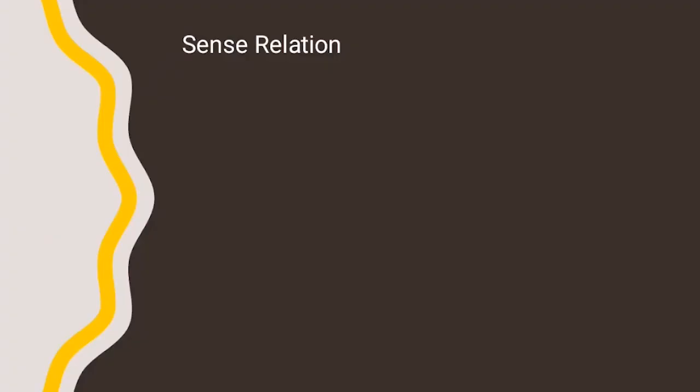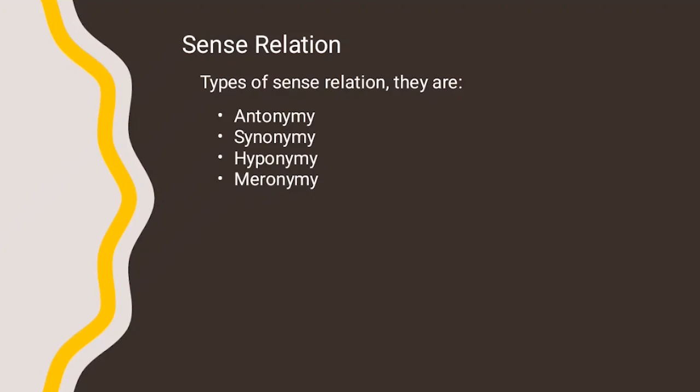Second is sense relations. Content word meanings in language can relate to each other in a range of ways. It's called sense relation, also labeled a semantic relation or lexical relation. Types of sense relation, they are antonymy, synonymy, hyponymy, meronymy.